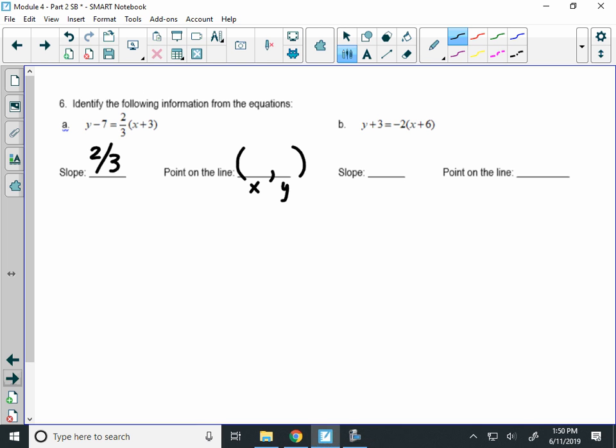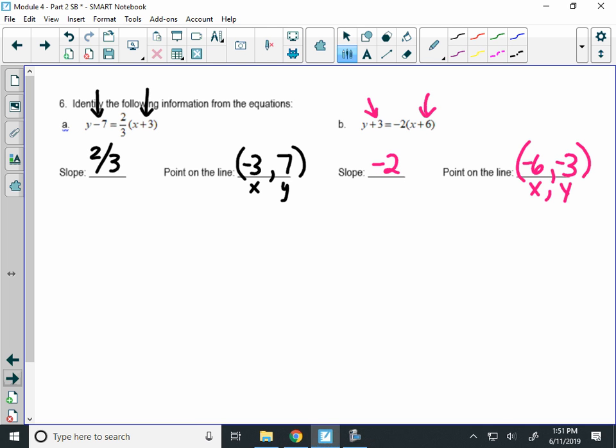The point, remember you need an x and a y for a point. Well, the x, I look in the parentheses and I take the opposite of that value, -3. The y, I look next to the y and take the opposite of that value. So again, if I try it in B, the slope is the number in front of the parentheses. The point, the x is next to the x, so you do the opposite, and the y is next to the y, and you take the opposite there.